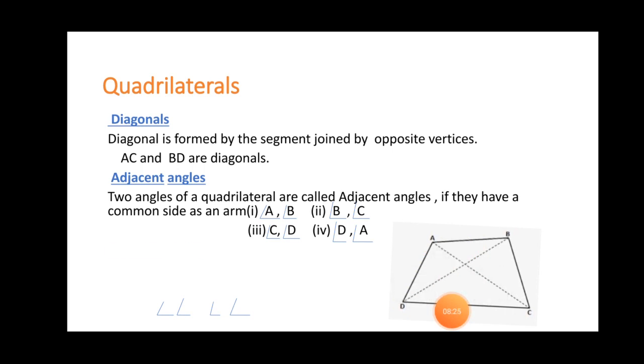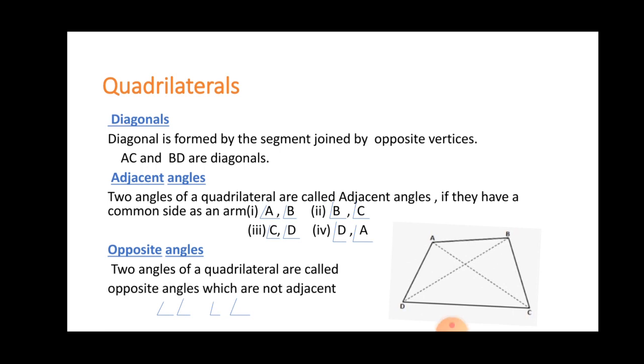Now if we talk about its opposite angles, these are the two angles of a quadrilateral which are not adjacent angles. So children, here are the opposite angles: angle A with angle C and then angle B with angle D. These are the opposite angles of a given quadrilateral ABCD.